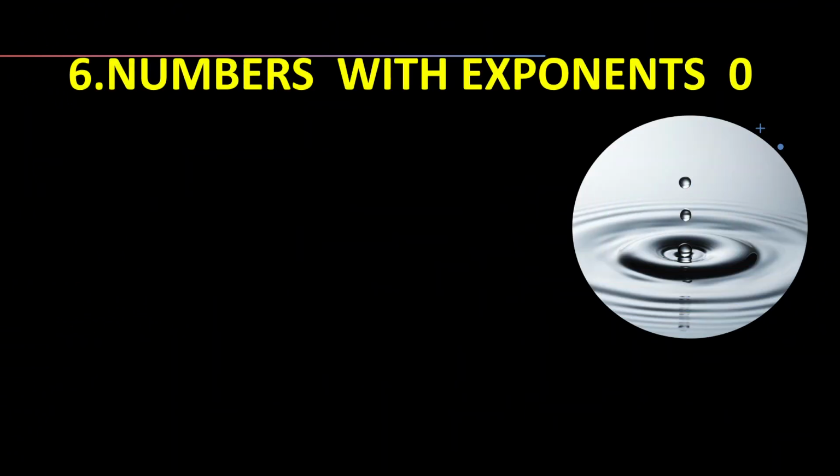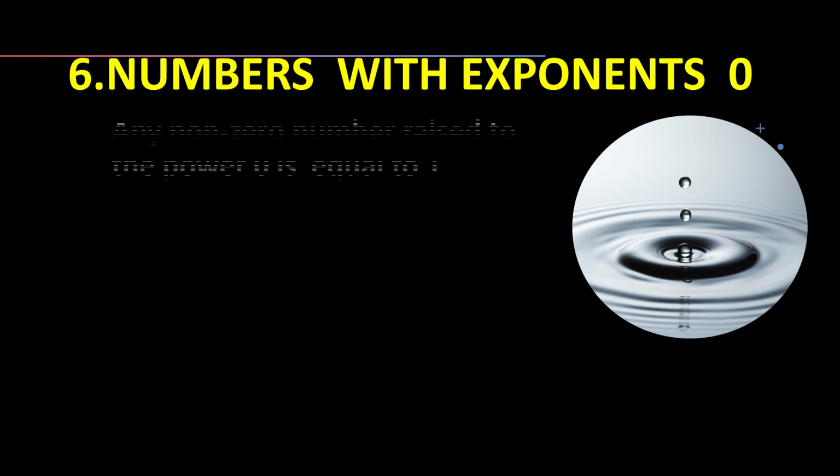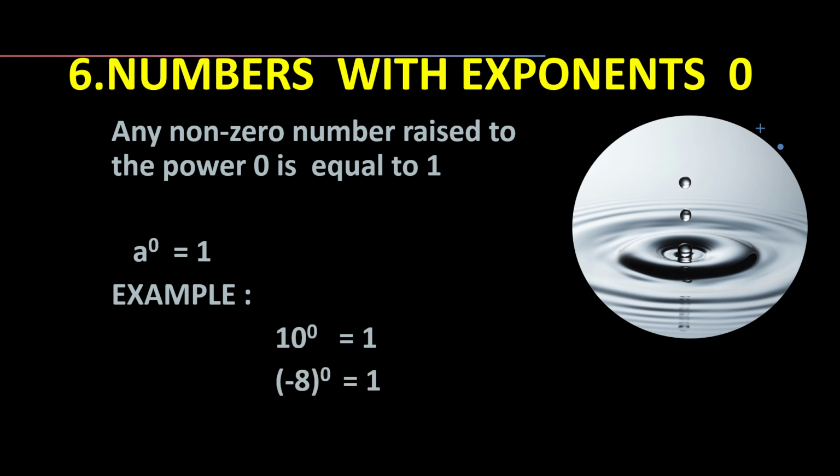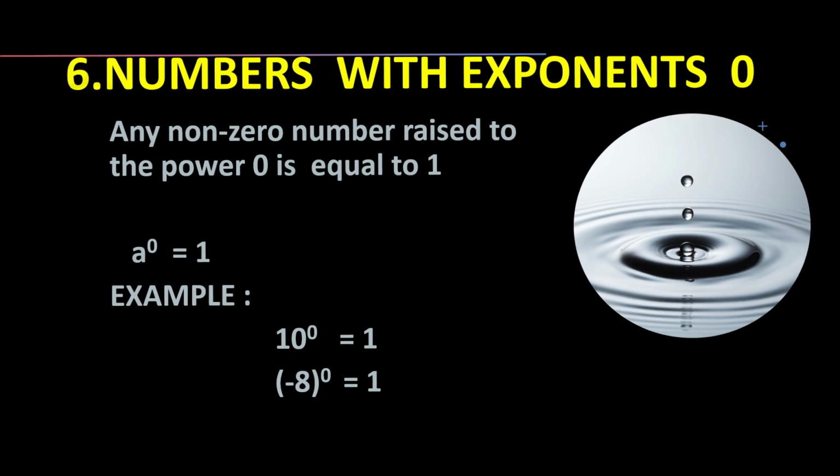Numbers with exponent 0. Any non-zero number raised to the power 0 is equal to 1. A raised to the power 0 is equal to 1, where a is a non-zero number. For example, 10 raised to the power 0 is equal to 1, and minus 8 raised to the power 0 is also equal to 1.